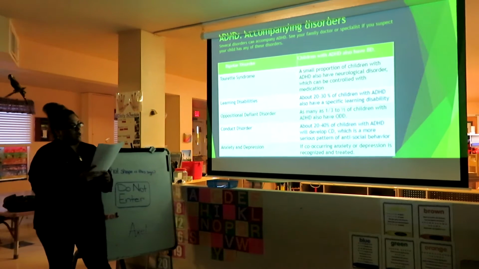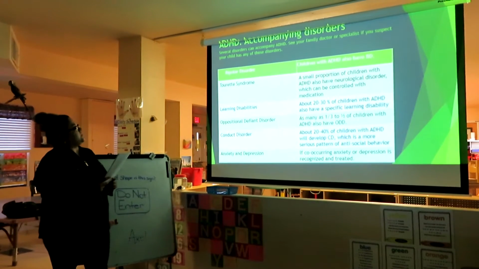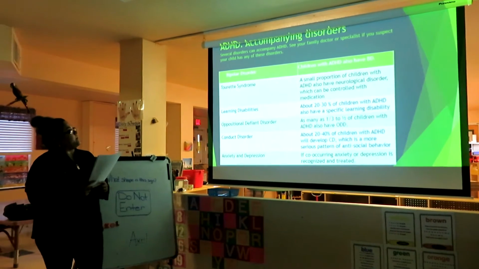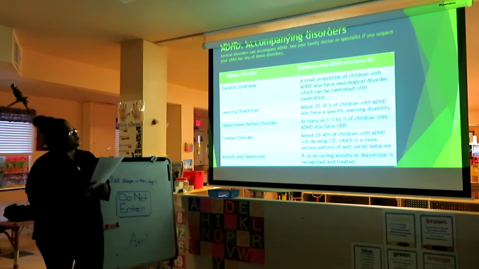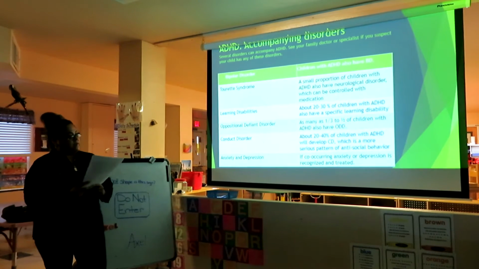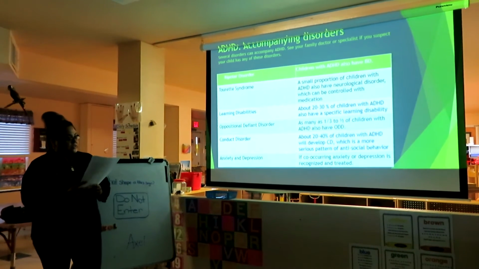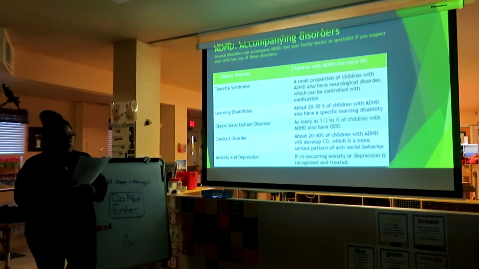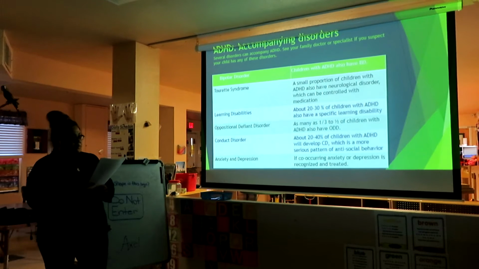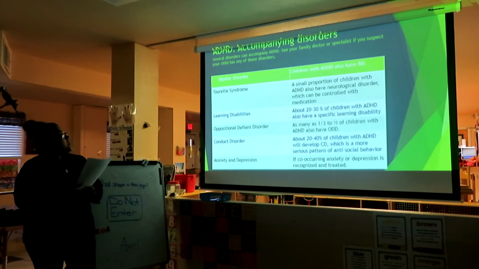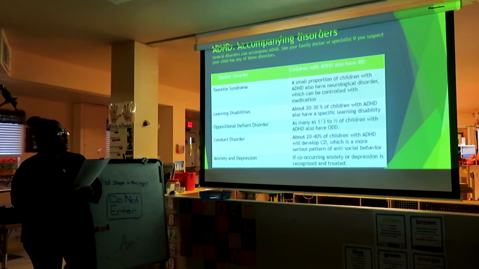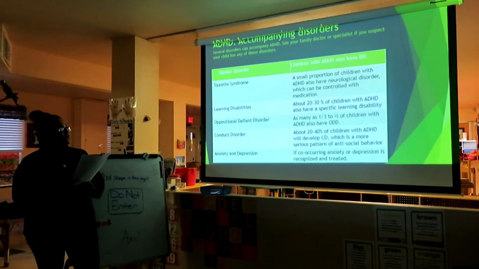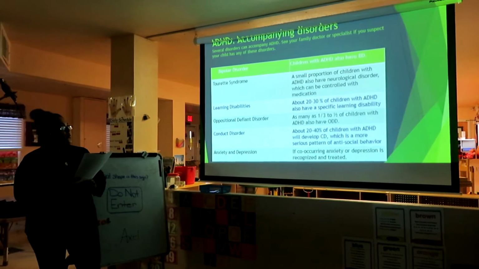Here are several accompanying disorders with ADHD. The first one is bipolar disorder. Children with ADHD can also have bipolar. The difference between ADHD and bipolar disorder in childhood can be difficult, however, as some symptoms are present in both disorders. Tourette syndrome: a small proportion of children with ADHD also have this neurological disorder, which can be controlled with medication.